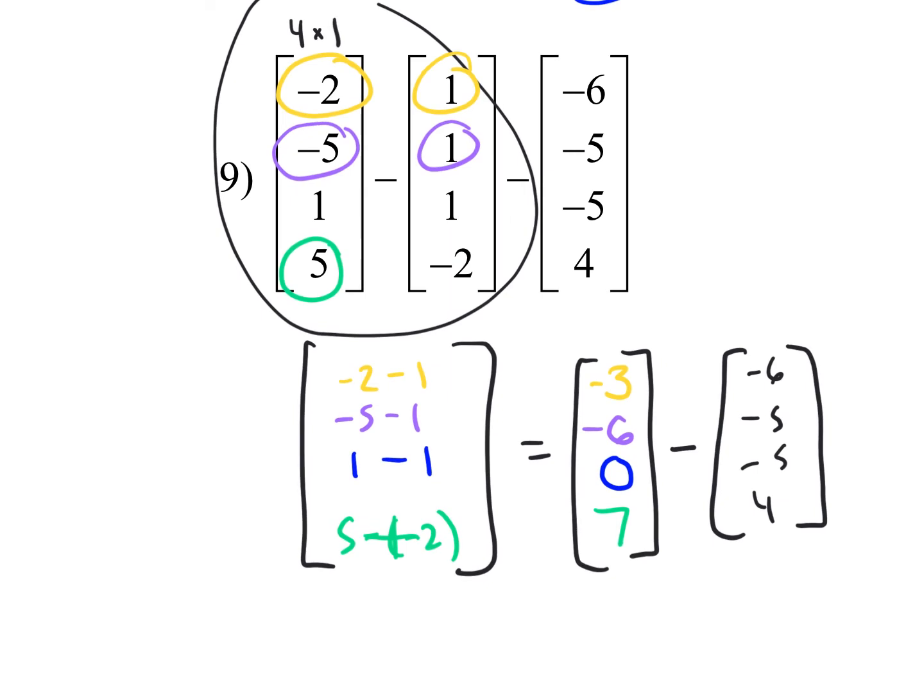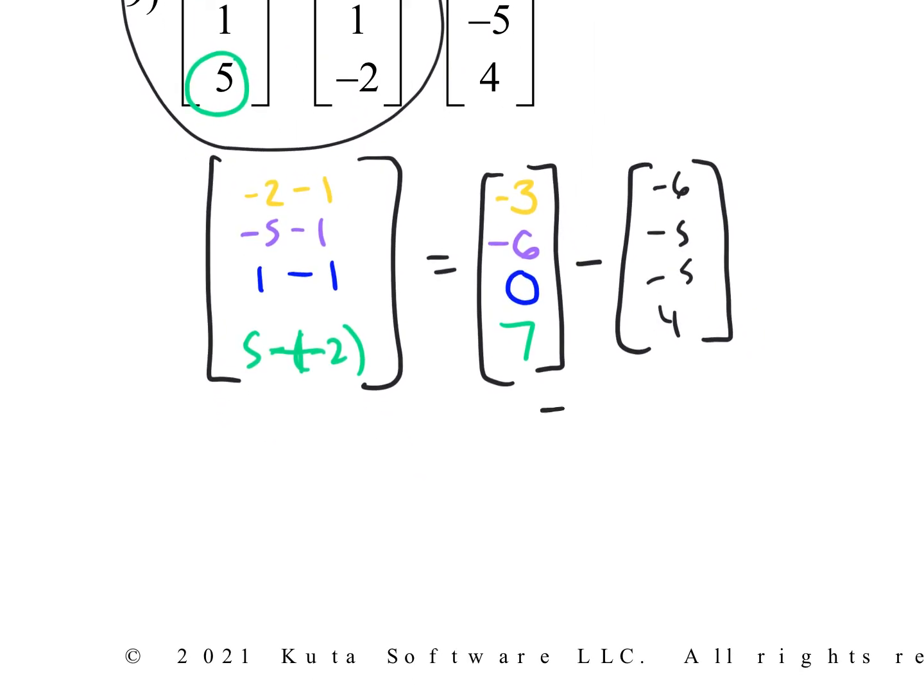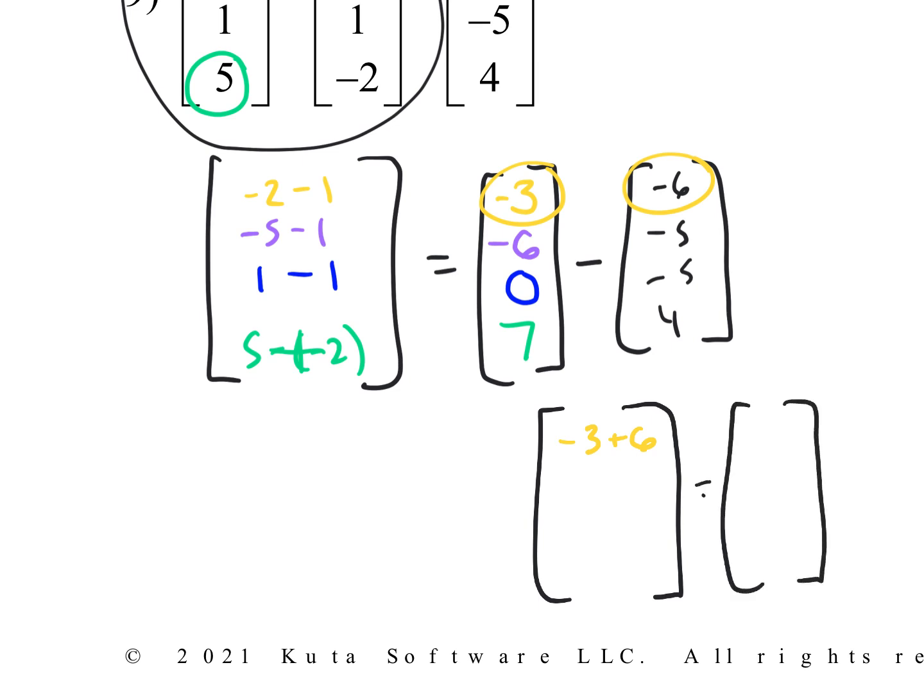Valeria, what should I do next? Subtract that. So what am I subtracting first? -3 minus -6, which is just -3 plus 6. So -3 plus 6 is what? 3. Awesome. Next. Giancarlo, what should I do next? -6 minus -5. Awesome. Minus a negative becomes +5. So -6 plus 5 is? -1.